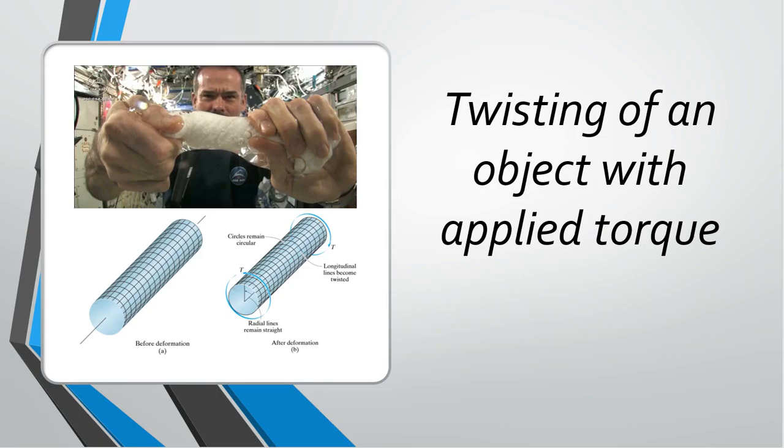Let's imagine that this towel was originally in the shape of a perfect cylinder with straight longitudinal lines running across its outer face from one end to the other. Now as torque is applied on either side or both ends, these lines become bent, which basically proves the deformation or the twisting of an object with applied torque.